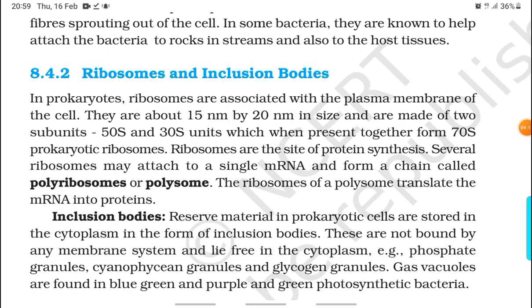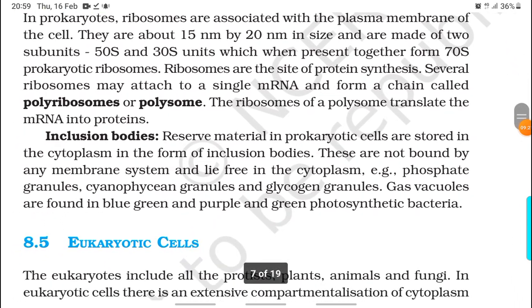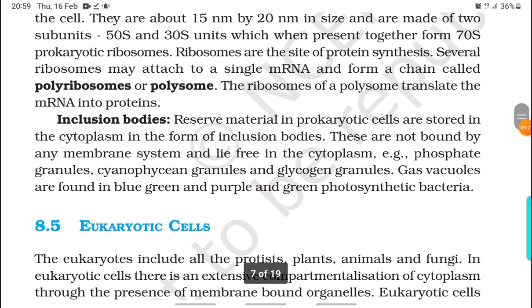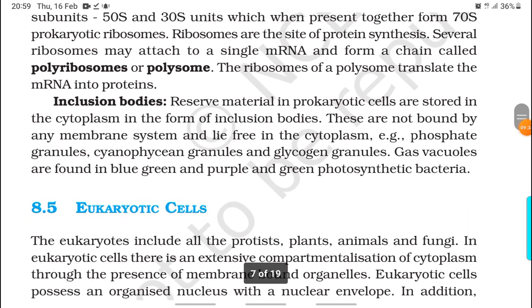In prokaryotes, ribosomes are associated with the plasma membrane of the cell. They are about 15 nanometer to 20 nanometer in size and are made of two subunits, 50S and 30S units, which when present together form 70S prokaryotic ribosomes. Ribosomes are the site of protein synthesis. Several ribosomes may attach to a single mRNA and form a chain called polyribosomes or polysome. The ribosomes of a polysome translate the mRNA into proteins.